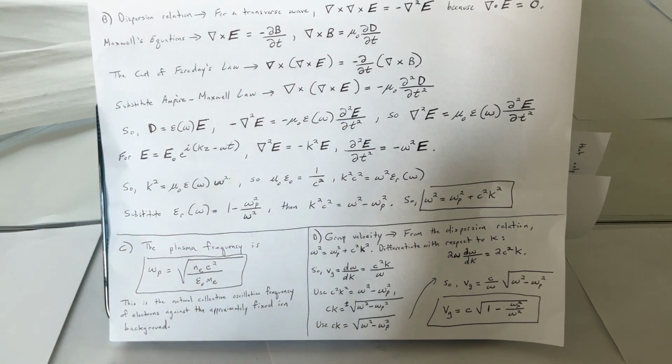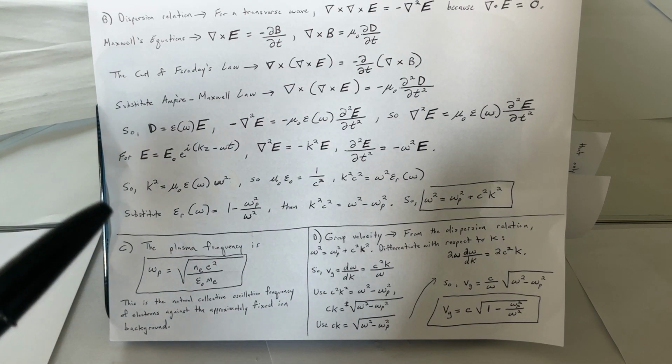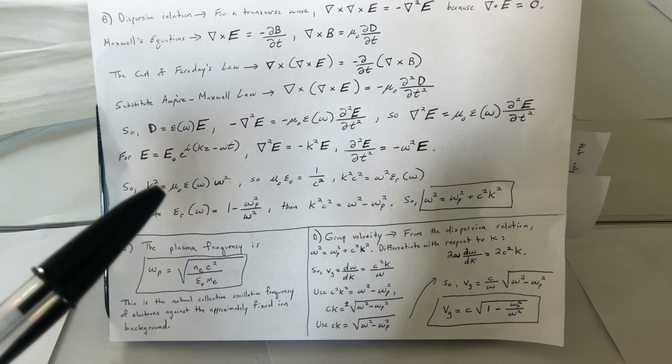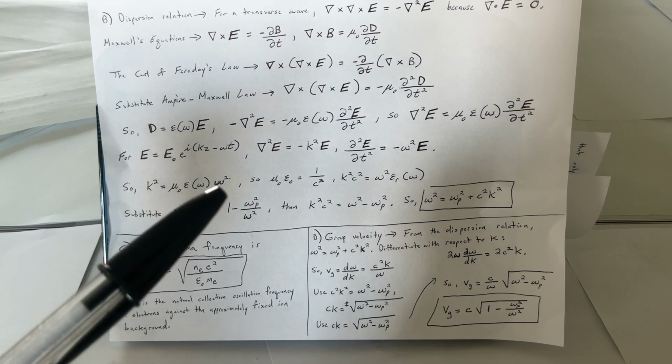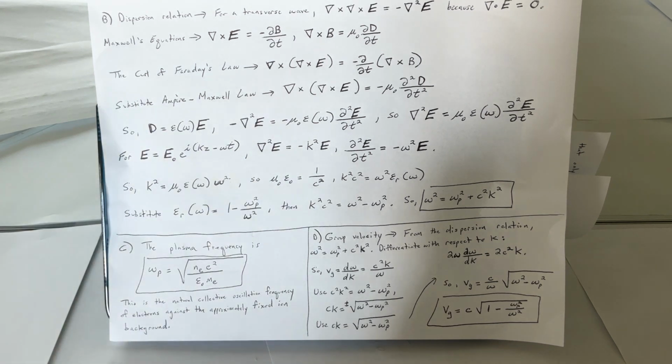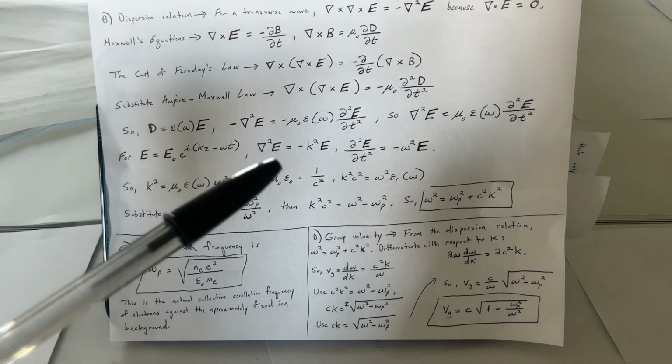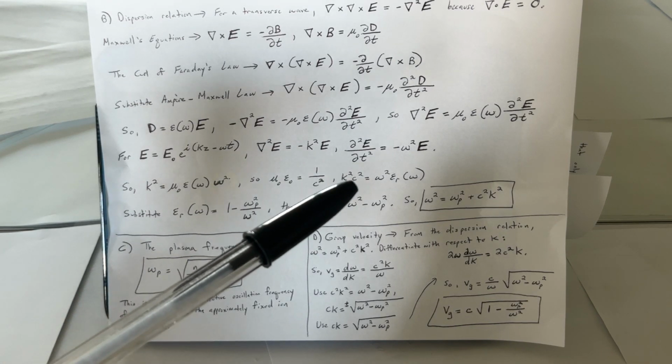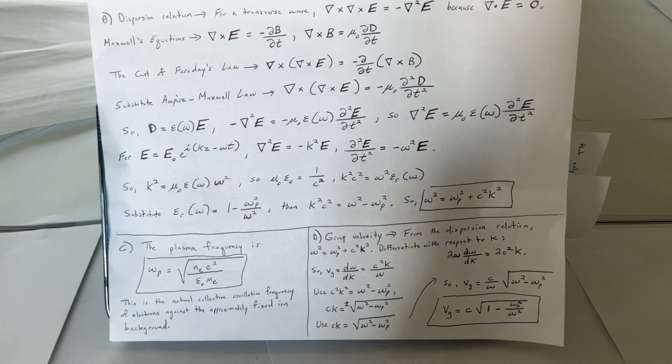del squared E equals negative k squared E. And the second derivative of E with respect to t equals negative omega squared times E. So k squared equals mu naught epsilon of omega times omega squared. So mu naught epsilon naught equals 1 over c squared. k squared c squared equals omega squared epsilon sub r of omega.